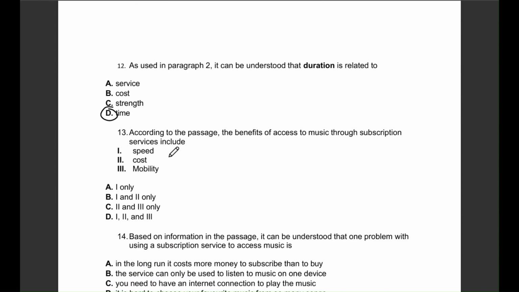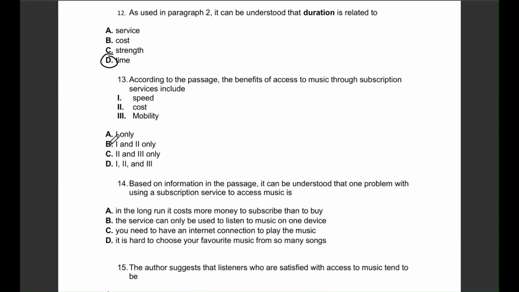It asks, according to the passage, the benefits of access to music through subscription services include, with the options, I, speed. 2, cost. 3, mobility. And the options are A, I only. B, I and II only. C, II and III only. D, I, II, and III. The correct answer is letter C.